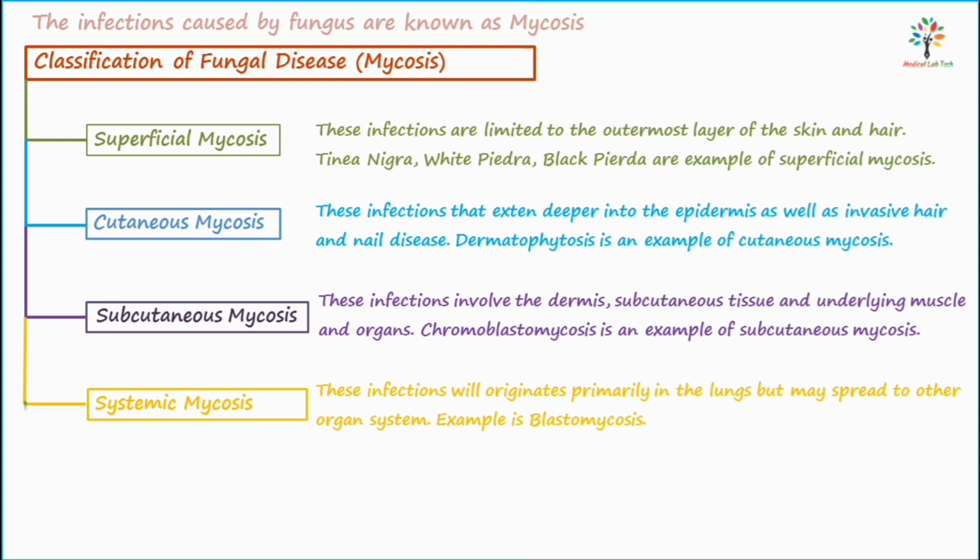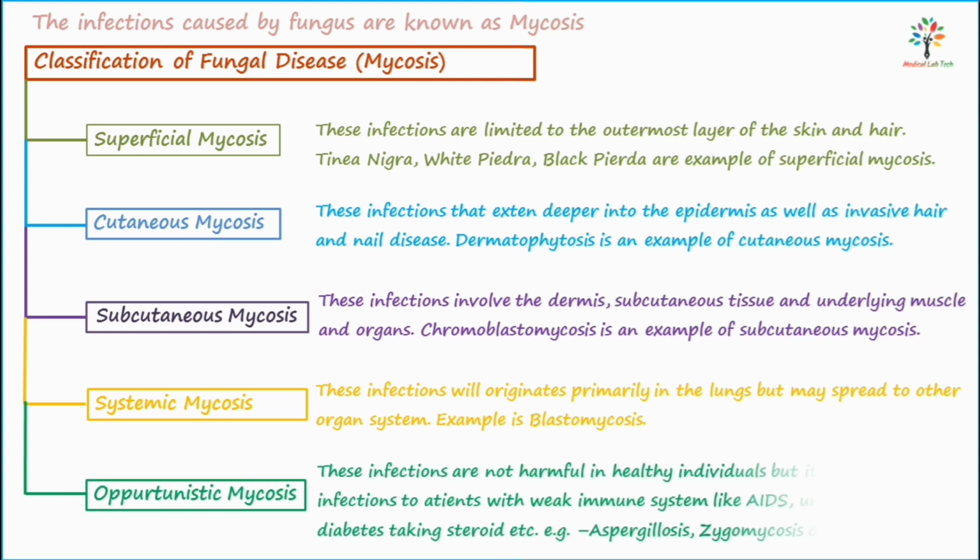The last one is opportunistic mycosis. As the name indicates, these infections are not harmful in healthy individuals, but they can cause infections in patients with weak immune systems, like AIDS, cancer patients, uncontrolled diabetes mellitus, or those taking steroids. Aspergillosis, zygomycosis and mucormycosis are examples of opportunistic mycosis. Mucormycosis is the one which we are going to discuss now.